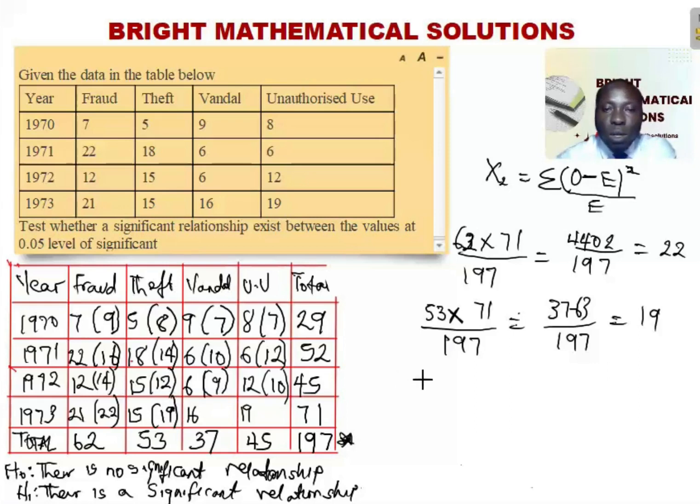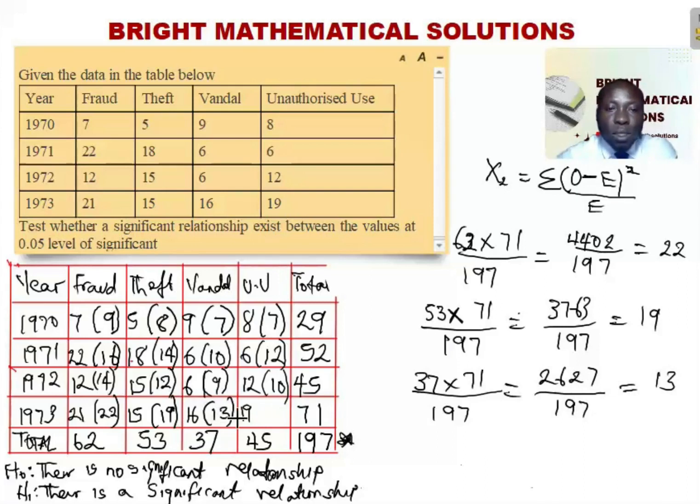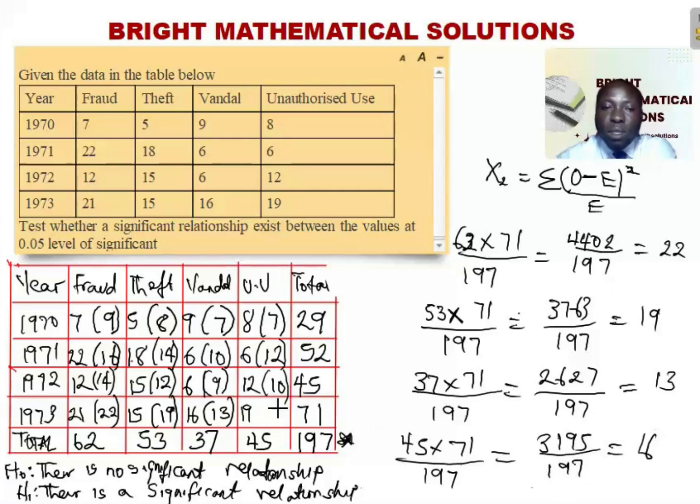So for the next one, we have 37 multiplied by 71 over 197. So that gives me 2627 divided by 197. So this gives me 13. So I'm writing 13. And for the last one, that is 45 multiplied by 71 divided by 197. So that gives me 3195 divided by 197, that gives me 16. So here I'm writing 16.